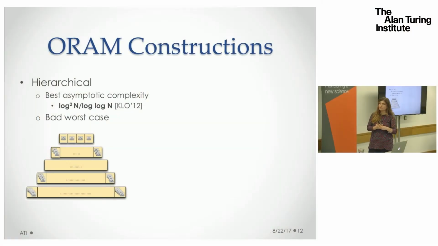The interesting thing about this construction is that the best asymptotic complexity construction is from this flavor. This is the work of Kushilevitz, Liu, and Ostrovsky from 2012. And this is currently the most efficient oblivious RAM construction. Also, this type of hierarchical constructions have a bad worst case scenario. So if you come up with the worst case, you might end up having to do linear work before you answer your next query. But overall, their amortized complexity is still polylogarithmic.